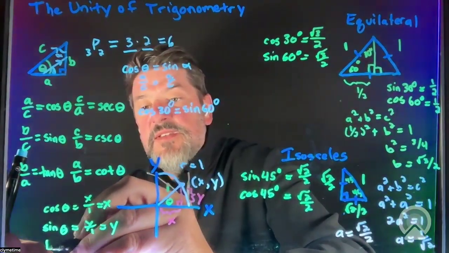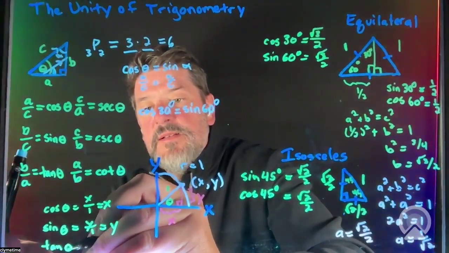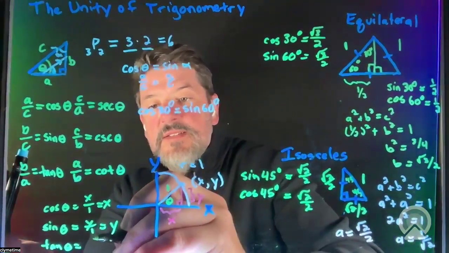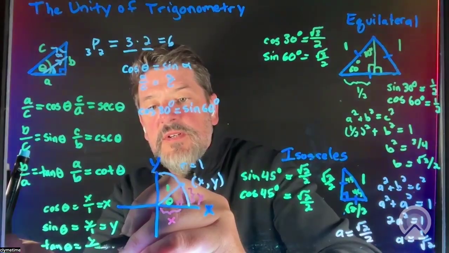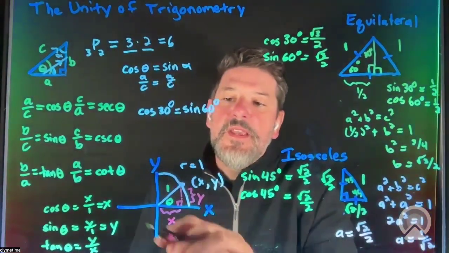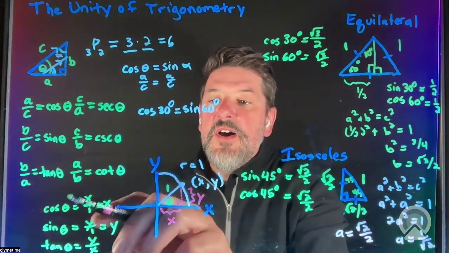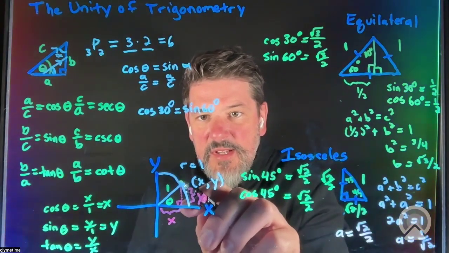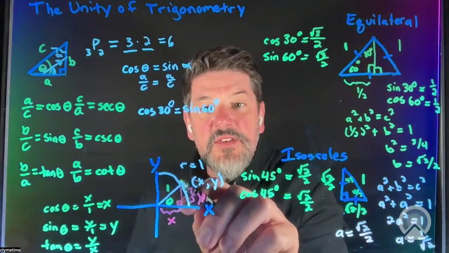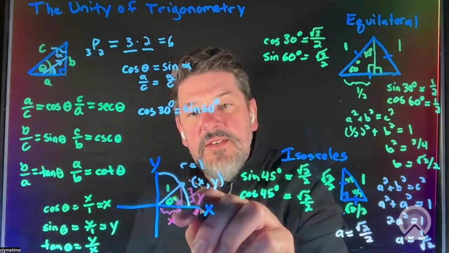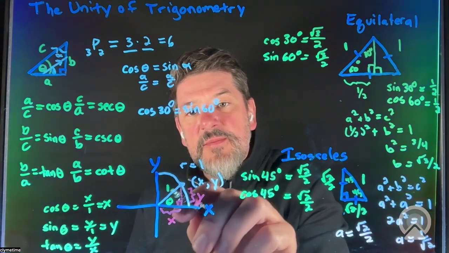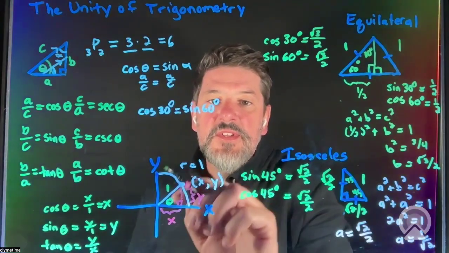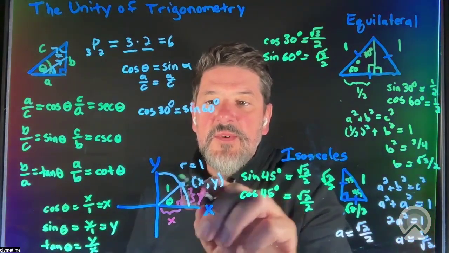And in the same way, tangent of theta is going to be y over x. It's going to be opposite over adjacent. Okay, tangent theta is y over x. So all three trig functions can be identified from the x and y point of some point on this circle. There's a relationship between the angle that comes up from that point and the x and y values. So cosine is x, sine is y, and tangent is y over x.